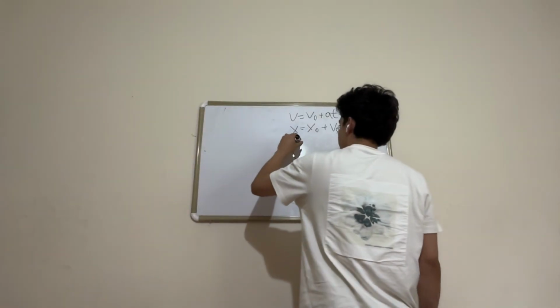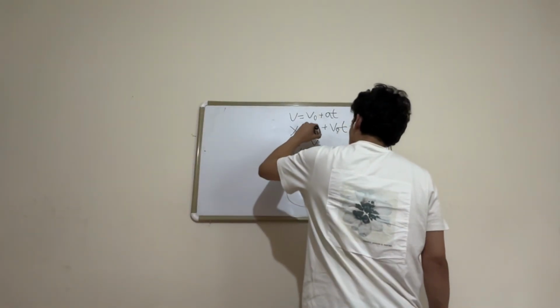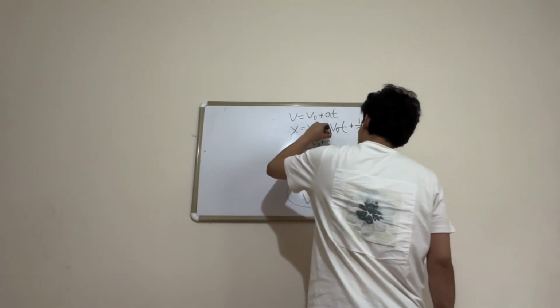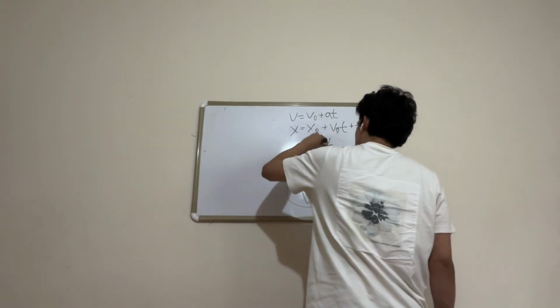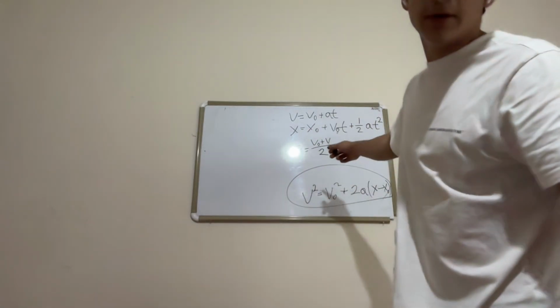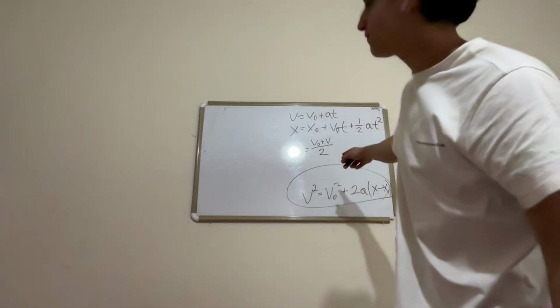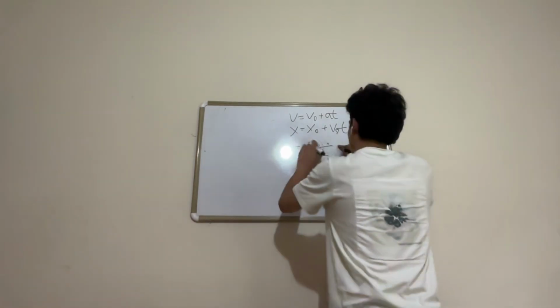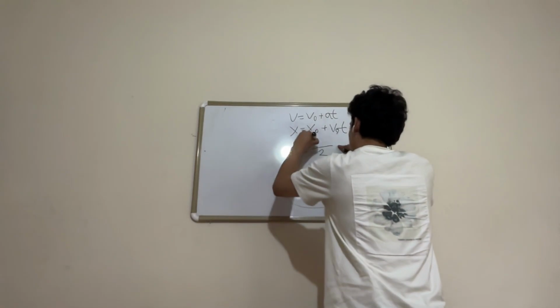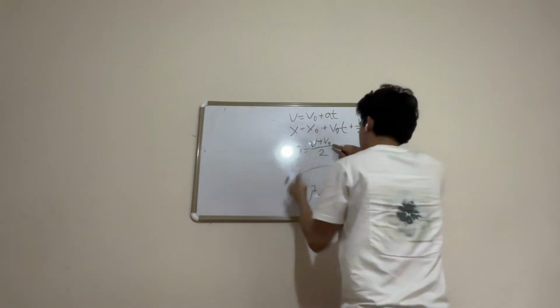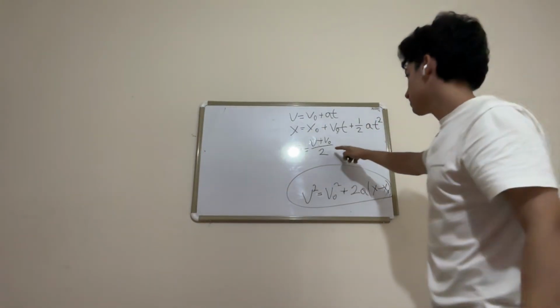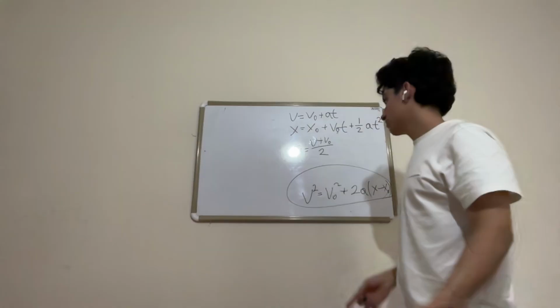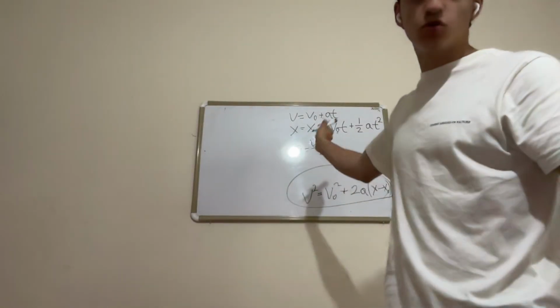This is average velocity, which is initial velocity plus final velocity divided by... sorry, it's the same thing. I'm just going to put it this way. There you go: final velocity plus initial velocity. Alright, so these are the 4 tools.